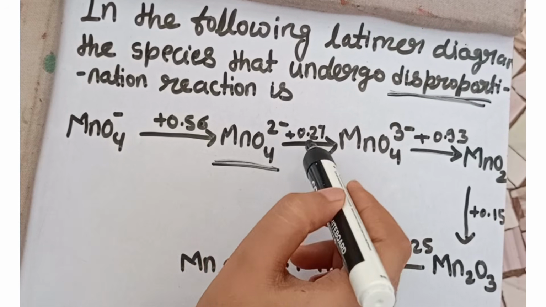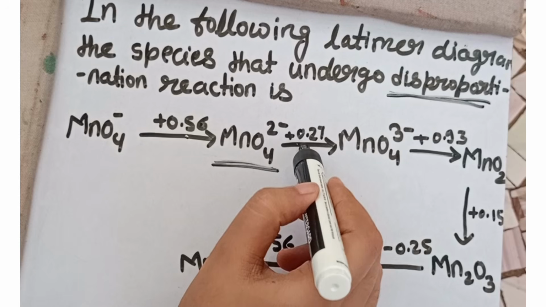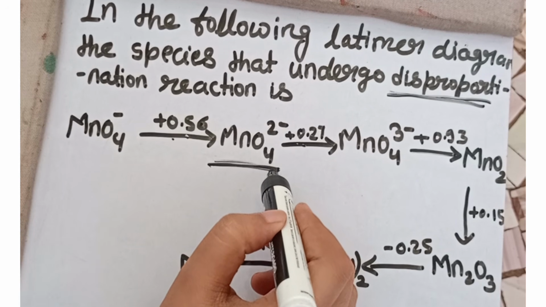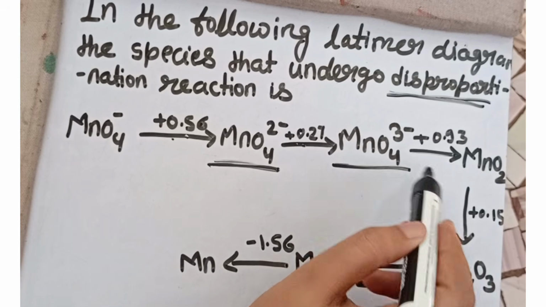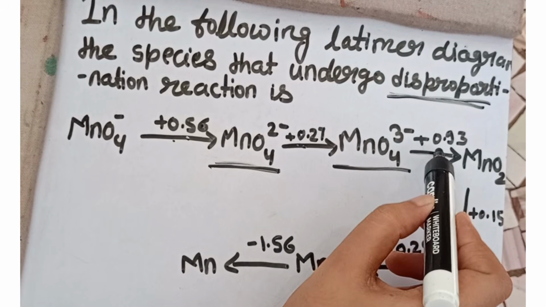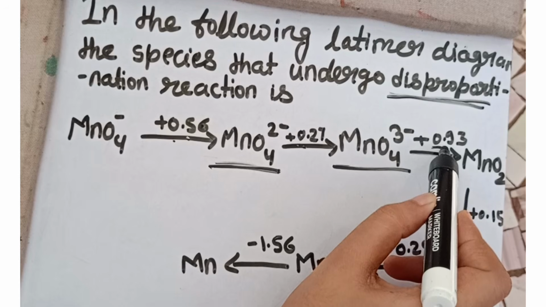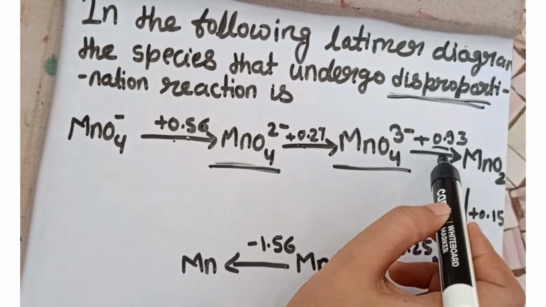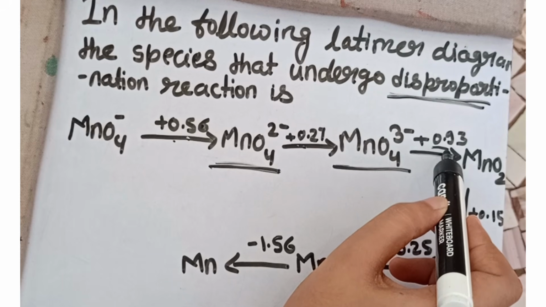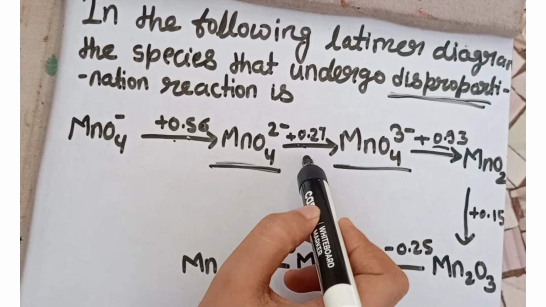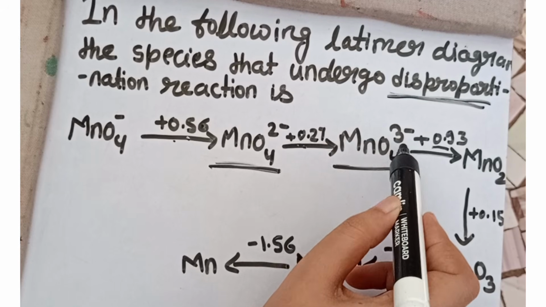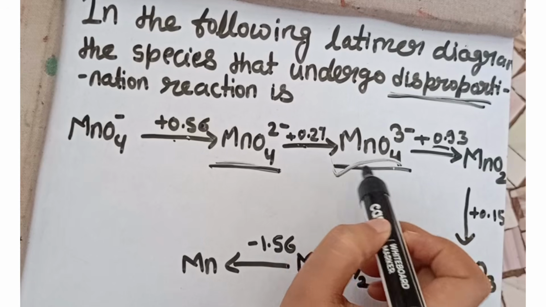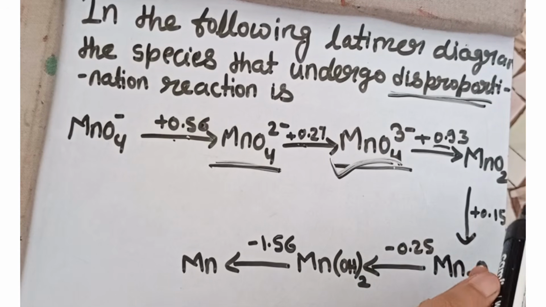Like for this, look at this value and this value. This value is smaller than this value on the left side, and therefore this will not undergo disproportionation reaction. Now look at this chemical species and look at the standard potential on the right side. It is 0.93 and on the left side it is 0.27. So because the value on the right side is greater than the value on the left side, this species, MnO4 minus, will undergo disproportionation reaction. Okay, so this is our answer, but let's look at the rest of them as well.